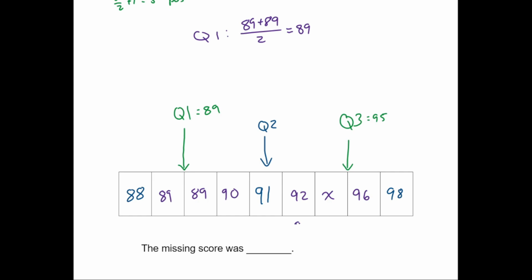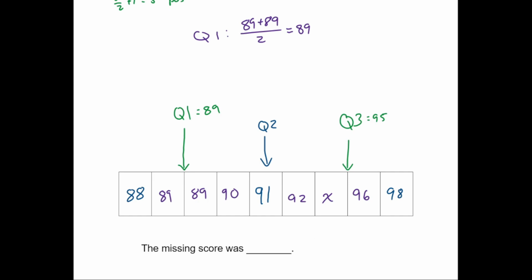How do I know X doesn't go here and 92 goes here? How would I know if that's the case? Well, if this were the case, then 92 plus 96 divided by 2 should give me 95. So 92 plus 96 divided by 2, let's check. This gives you 94, which is not 95. So that's not right. Okay, so we know 92 goes right here and X goes right there.